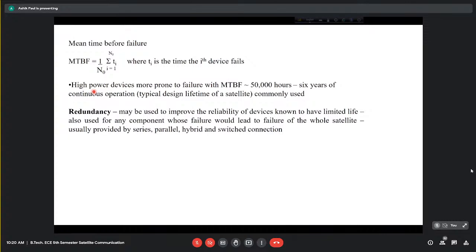until and unless we have redundancy for the more critical components in a satellite, your satellite mission, which is expected to cover at least 6 to 8 years, or nowadays even 10 years of active operation, cannot be achieved. So these are some of the very important steps taken to ensure that your satellite, along with its subsystems and components, survives the harsh environment of outer space.